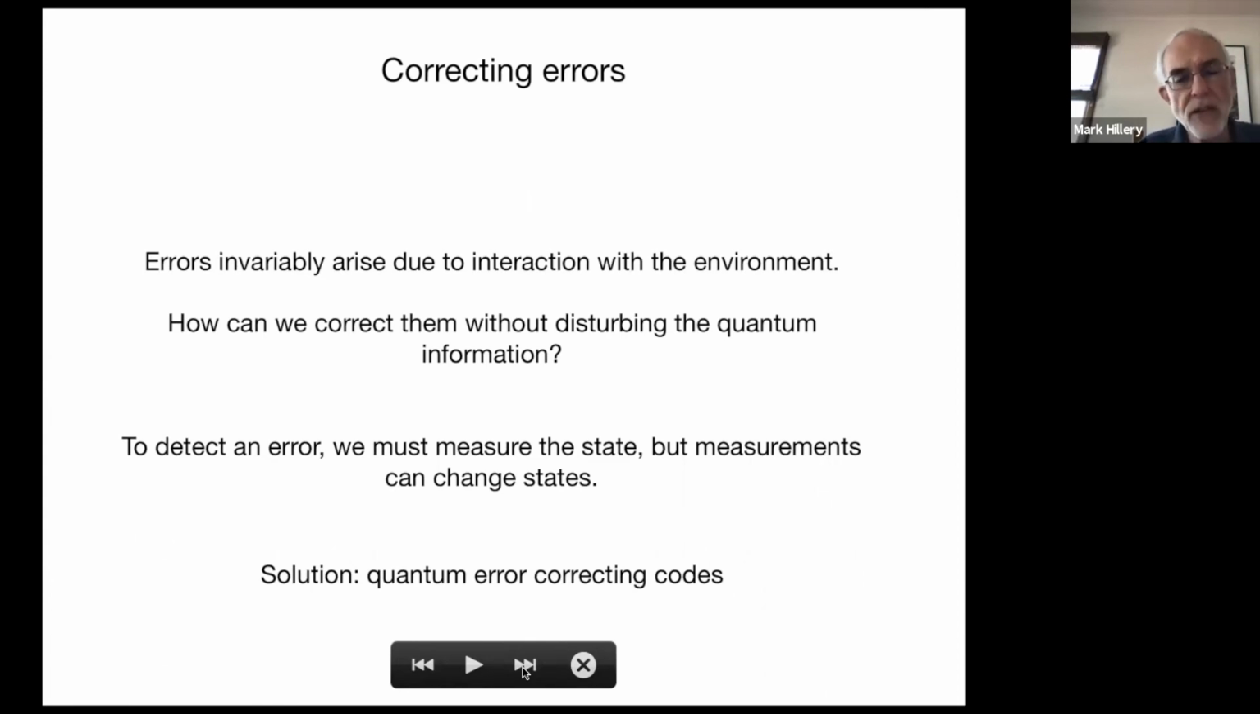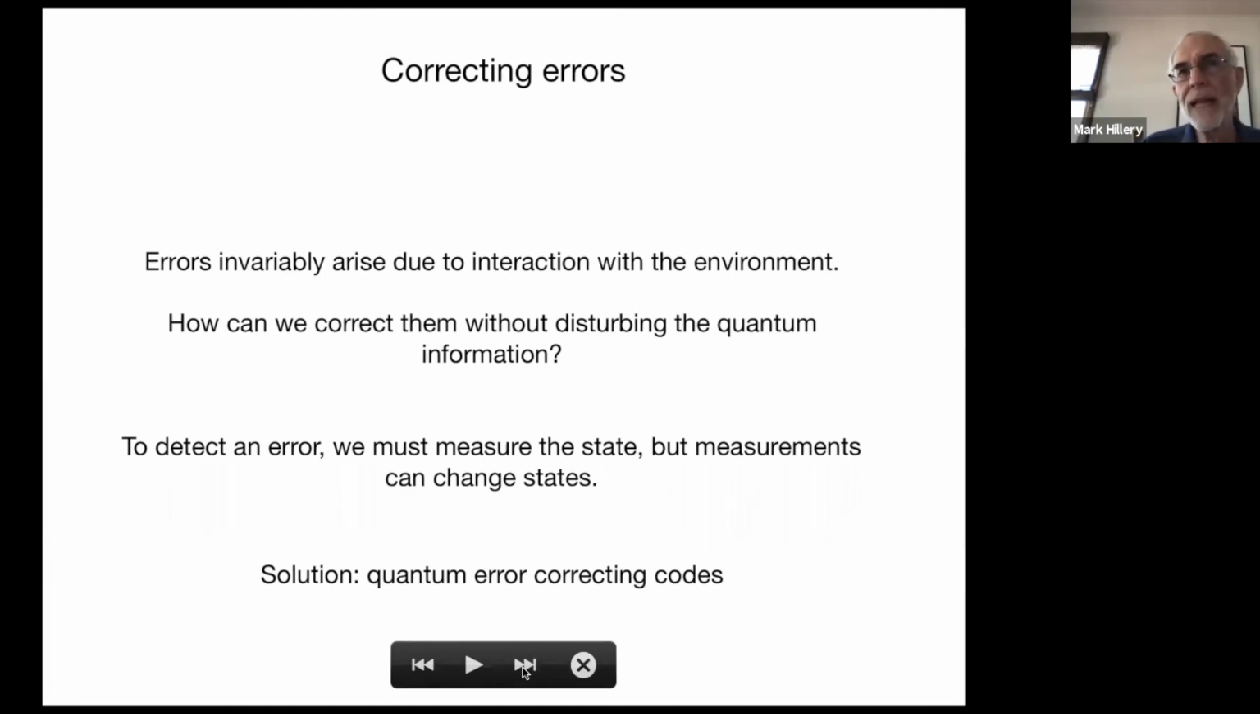So how can you do that? Errors invariably arise due to interaction with the environment. We've seen how that happened in the previous few transparencies. We want to be able to correct them without disturbing the quantum information. That's tricky, because to detect an error, you have to measure it. And measuring a system usually changes its state. That we don't want. It also changes the state in an uncontrollable way, so we definitely don't want that.